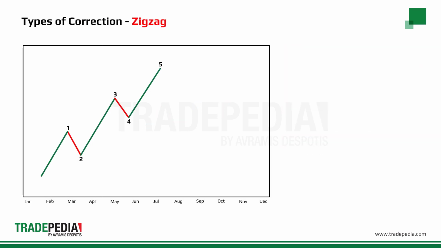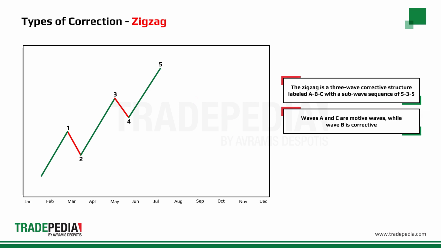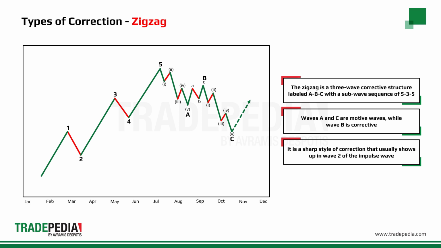When the market corrects against the trend, it does so with a struggle, and this allows the corrective phase to take various shapes. The zigzag is a 3-wave corrective structure labeled ABC with a subwave sequence of 5-3-5. Waves A and C are motive waves, while wave B is corrective. It is a sharp style of correction that usually shows up in wave 2 of the impulse wave.